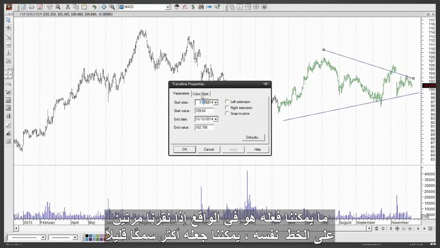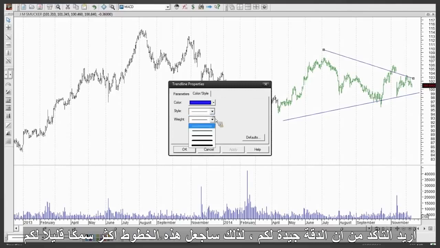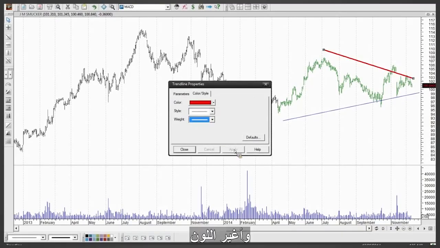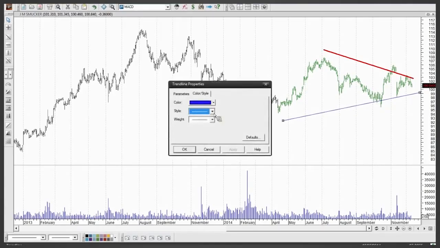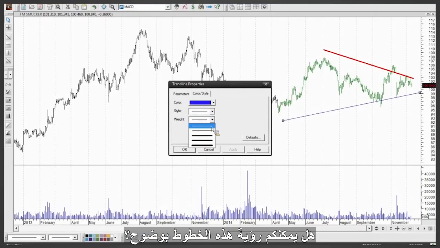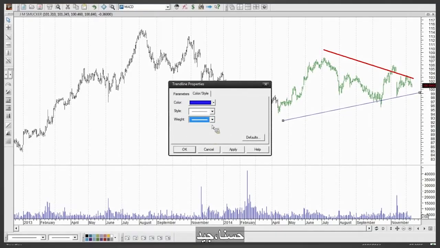And what we can do is actually, if we double click on the trend line itself, we can make this a little bit thicker. Want to make sure the resolution is good for you guys, so I'm going to make these lines a little bit thicker for you. Change color on. You guys can see those lines okay? Okay, good.